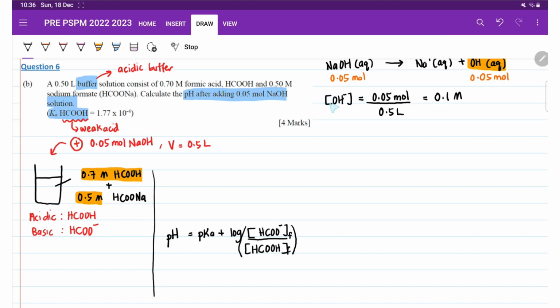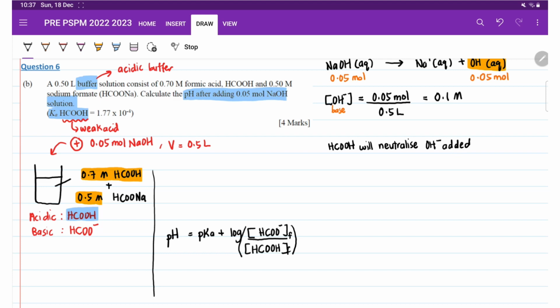So, since OH minus is a base, okay, so saya note dekat sini, dia adalah base. So, yang akan neutralkan kita punya base adalah kita punya acidic component. So, maksudnya HCOOH akan neutralkan dia. So, HCOOH will neutralize OH minus added.